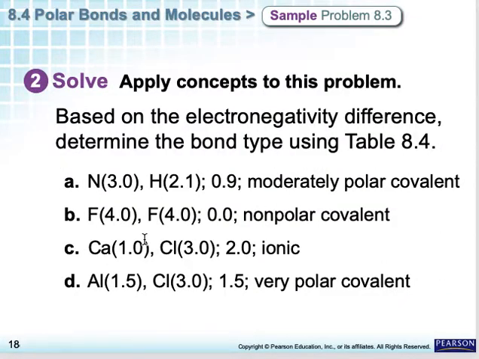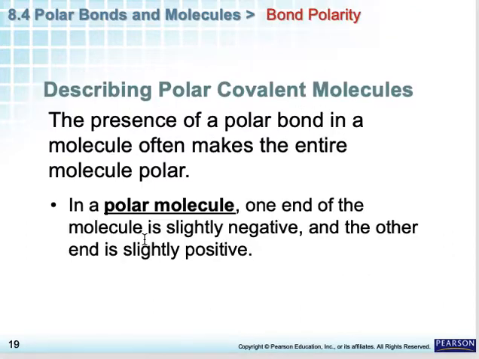So moderately for A, nonpolar for B, ionic for C, and very polar for D. Because the further apart they get, the more polar they get on the periodic table. The presence of a polar bond in a molecule often makes the entire molecule polar. In a polar molecule, one end of the molecule is slightly negative, the other end is slightly positive.